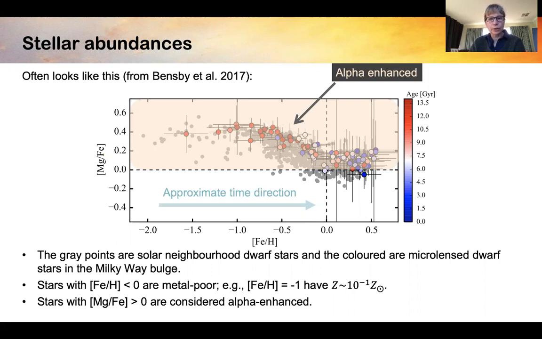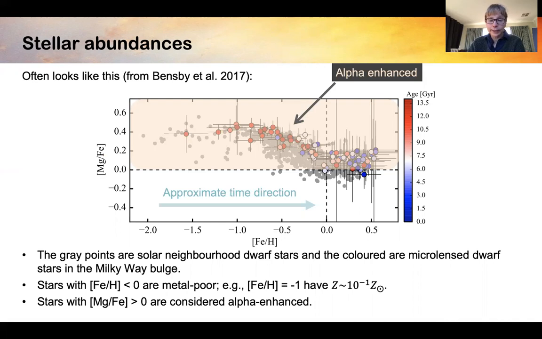I just want to mention these are the sort of diagrams you might see, where we have iron to hydrogen on the x-axis. 0 is solar. If you have a star that has iron to hydrogen greater than 0, it's considered metal rich. Less than 0, it's metal poor. As an example, if you have a star that's iron to hydrogen of -1, it's about 1/10 of the solar metallicity.